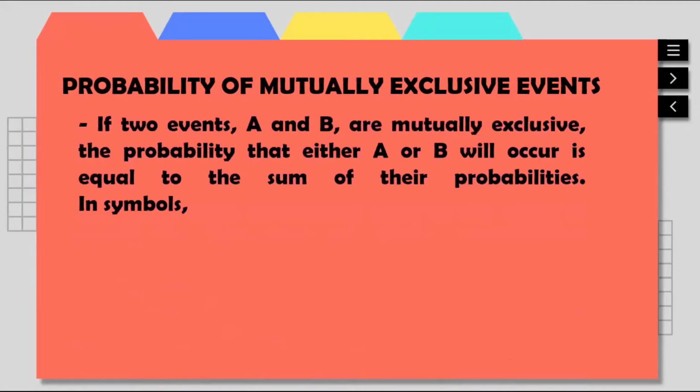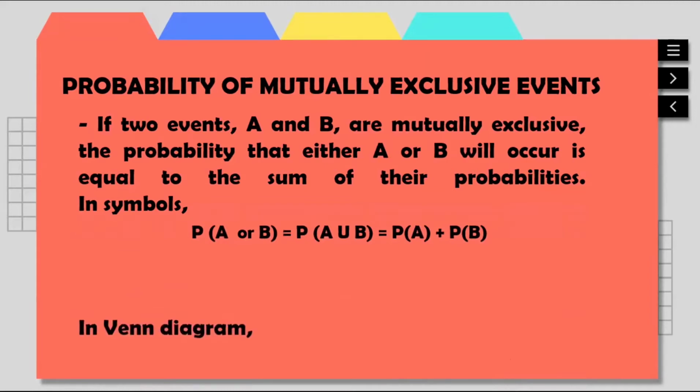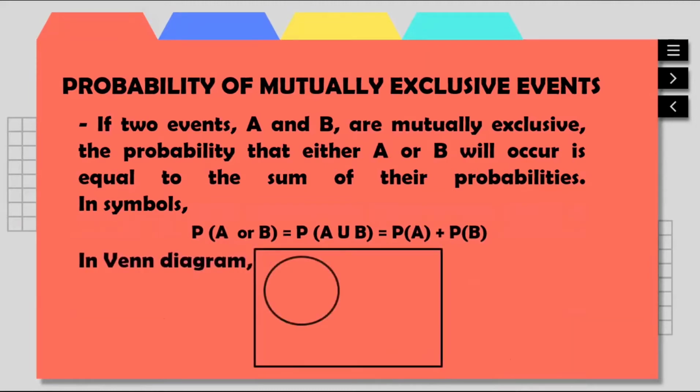If two events, A and B, are mutually exclusive, the probability that either A or B will occur is equal to the sum of their probabilities. In symbols, the probability of A or B equals the probability of A union B, which equals the probability of A plus the probability of B. In a Venn diagram, circle A is separated from circle B because mutually exclusive events are events that cannot occur at the same time.